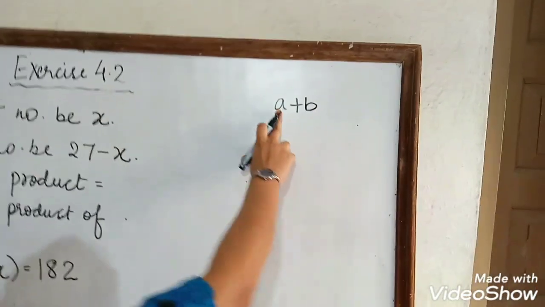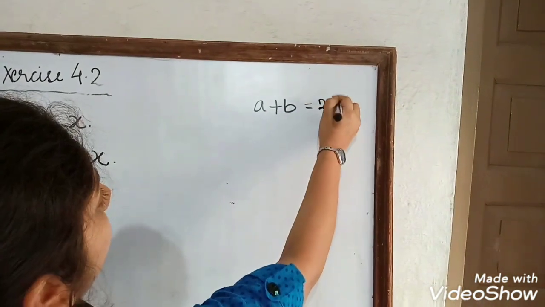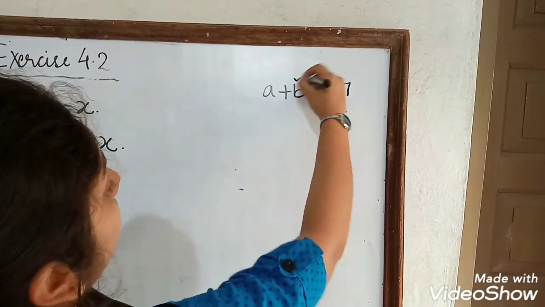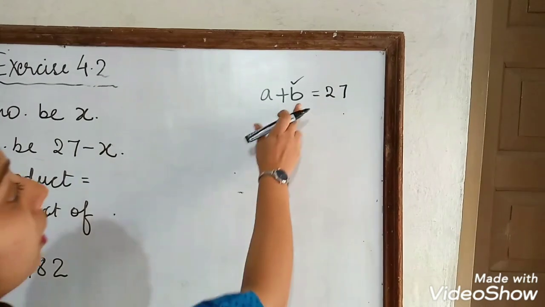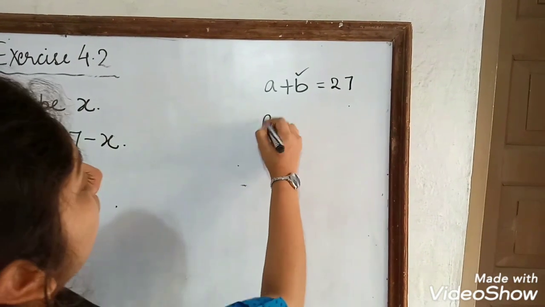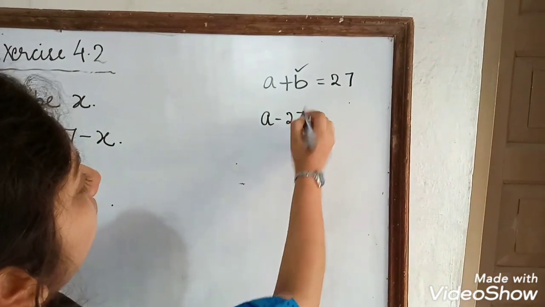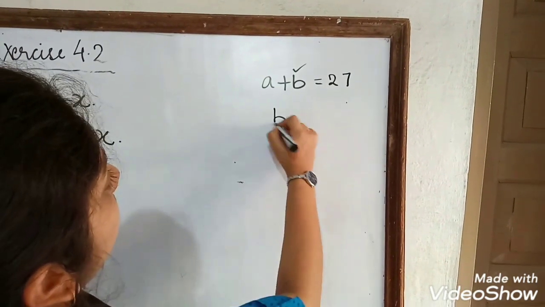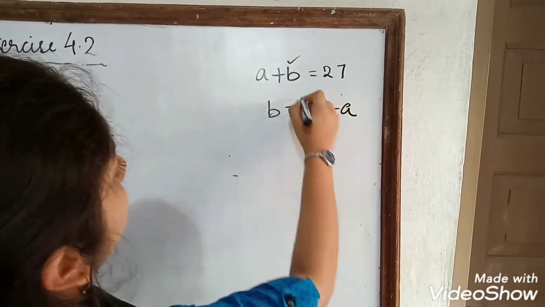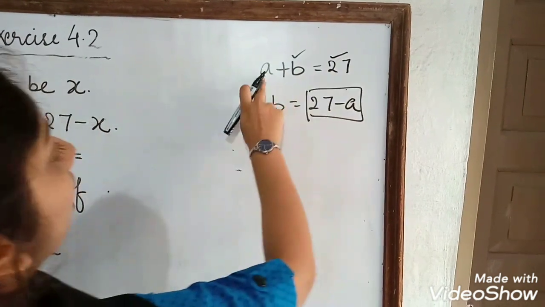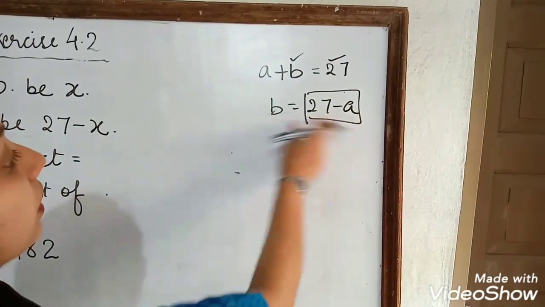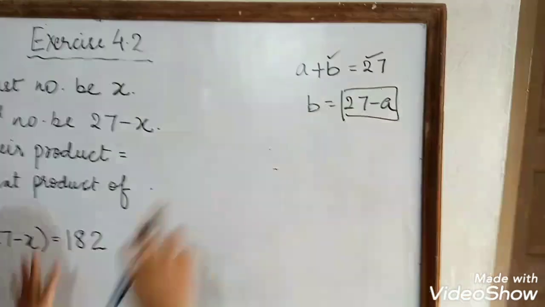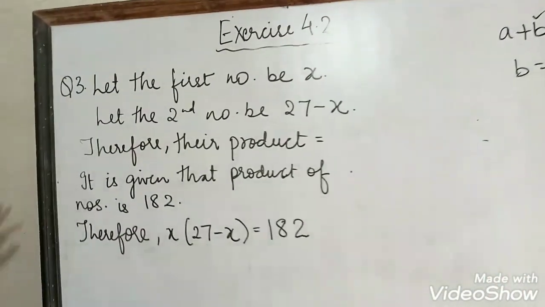Now see children, if I say a plus b is equals to 27 and I ask you what is the value of b, you can say that b is equals to 27 minus a. That means whatever is the answer, we subtract one of the numbers from it and we get the value of the other number, isn't it? Same case we are going to do over here.